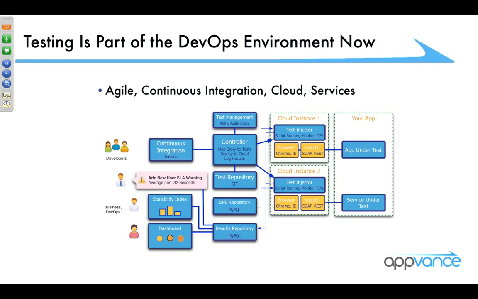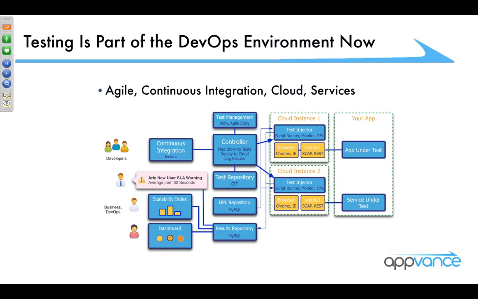The tests themselves are run by the controller in a cloud instance, and the controller has the client to all of these cloud services, so the controller can automatically tell Amazon, hey, start up 40 or 50 cloud instances, with each of those instances running the test injector, the browser, and in the case of testing a SOAP or REST-based service, a SOAP UI project.